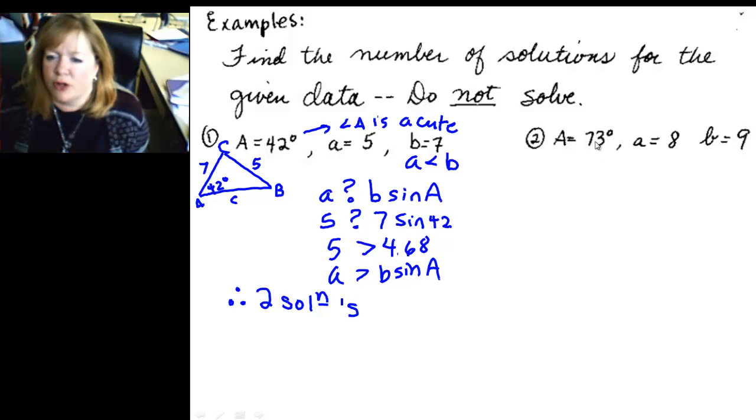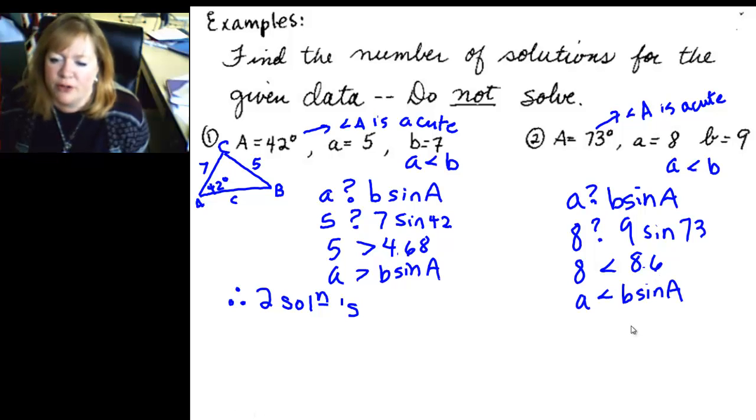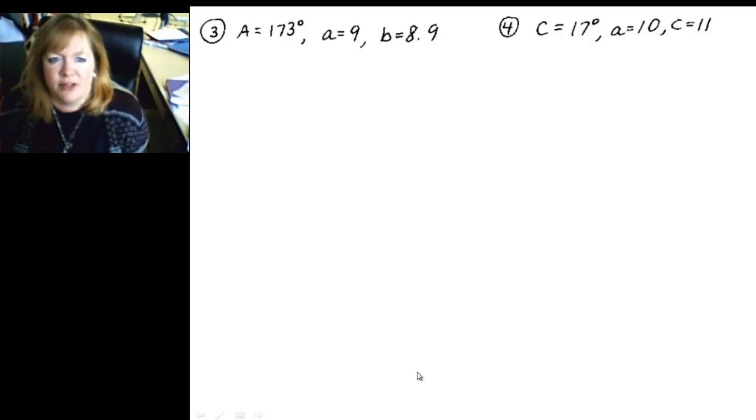Number 2, so here again we have angle side side. So angle A is acute, little a is less than little b. So then we're going to go ahead and compare little a with B sine A. If we do that, we get 8 and 9 sine 73, and we get 8 is less than 8.6. If you look back at your notes, if A is less than B sine A, there is no solution.